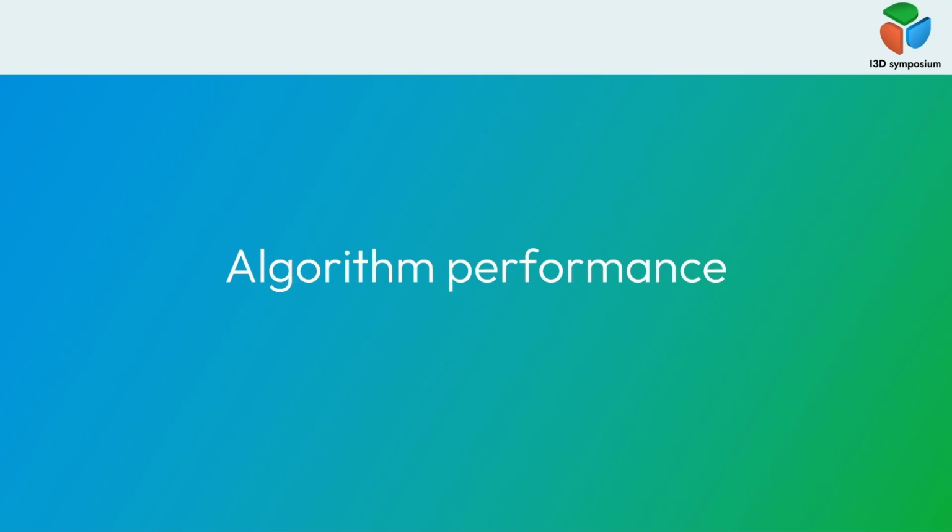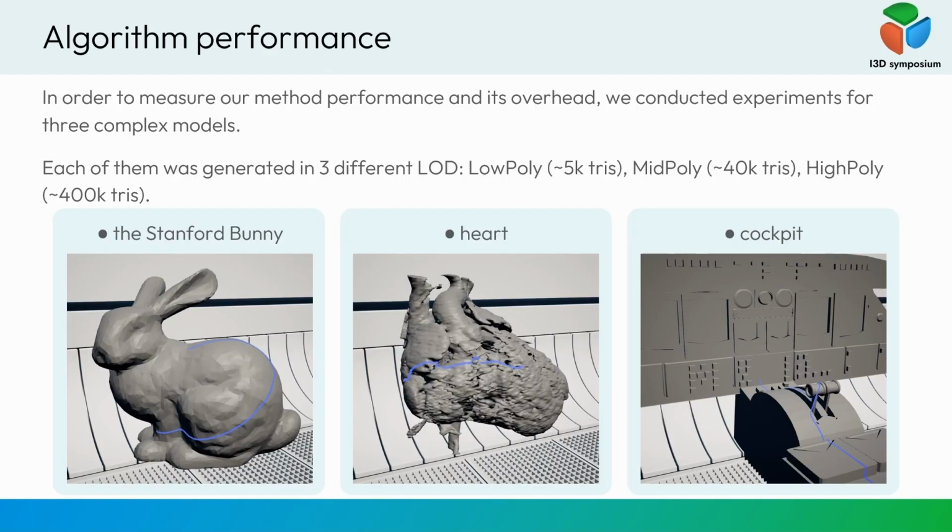Last but not least, we checked the algorithm performance. To be usable, the hand adjustment method using the projection shapes cannot slow down the application below the acceptable VR minimum. In order to measure our method's performance and its overhead, we conducted experiments for 3 complex models: the Stanford Bunny, a scanned heart originally in high resolution, and a modeled cockpit mesh.